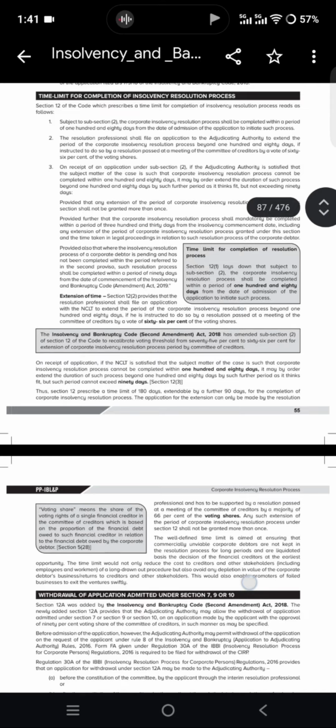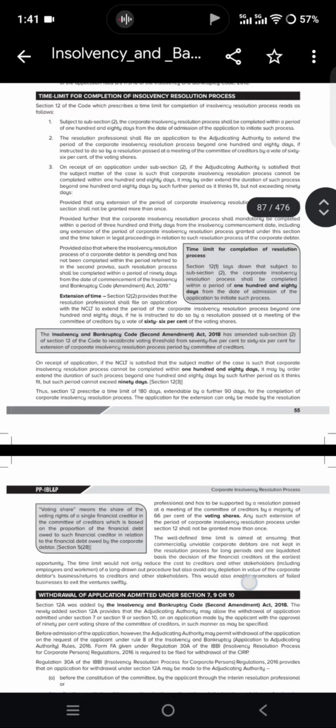it may order extension of the duration of such process beyond 180 days by such further period as it thinks fit, but not exceeding 90 days, provided that any extension of a CIRP shall not be granted more than once, so only once for 90 days, and it must mandatorily be completed within 330 days from the insolvency commencement date, including any extension of the period of CIRP. So extension means 90 days, they can know that.